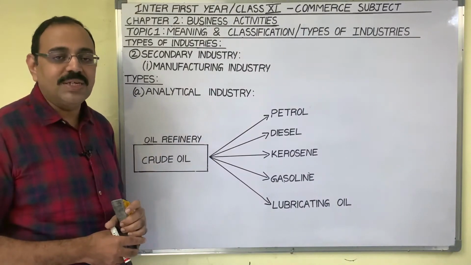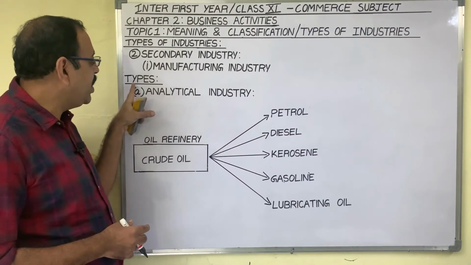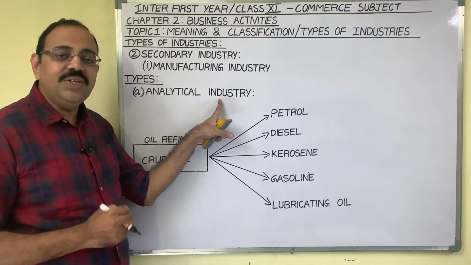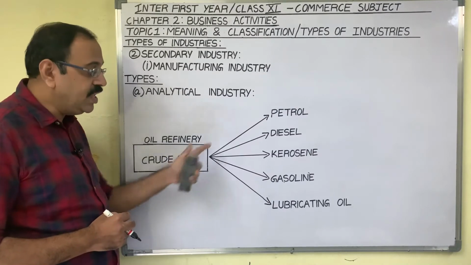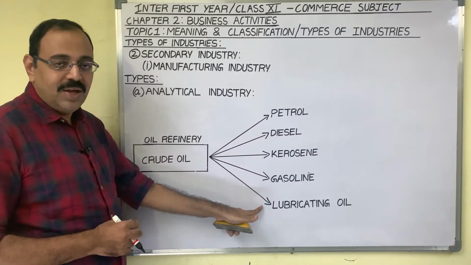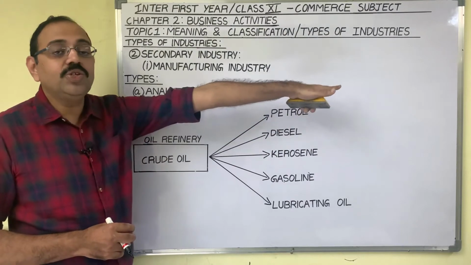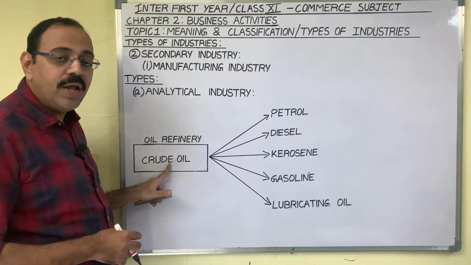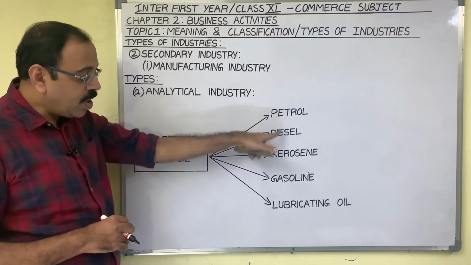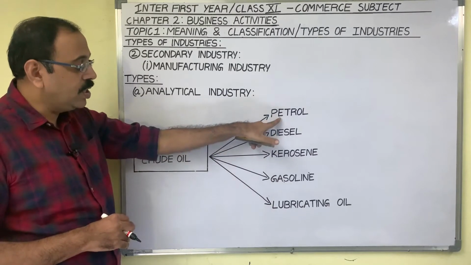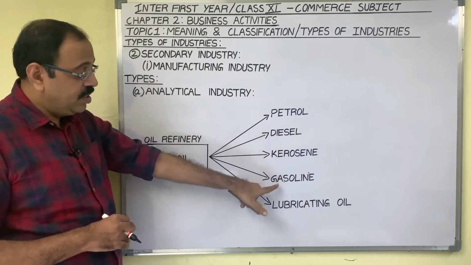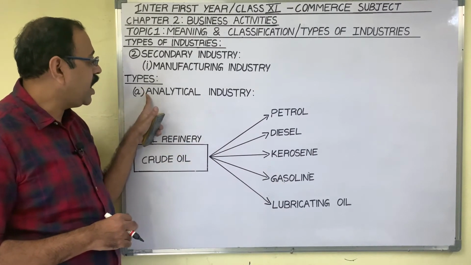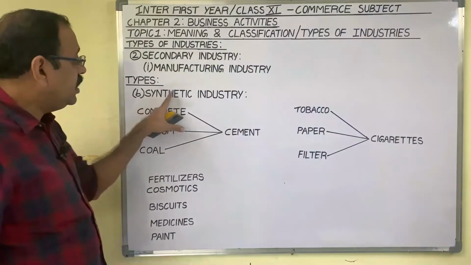Based on method of production, manufacturing industry is divided into four types. First one, analytical industry. In this industry, one basic material is broken down into several products. Then these products are directly sold to the customers. For example, in oil refinery, crude oil is refined and several products are produced such as petrol, diesel, kerosene, gasoline and lubricating oil.